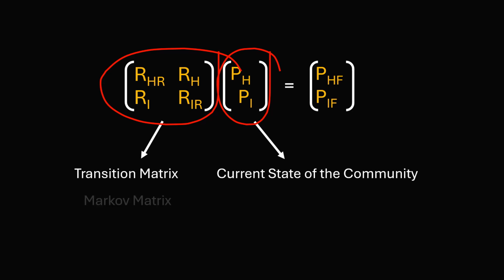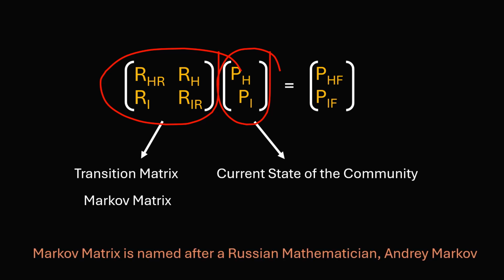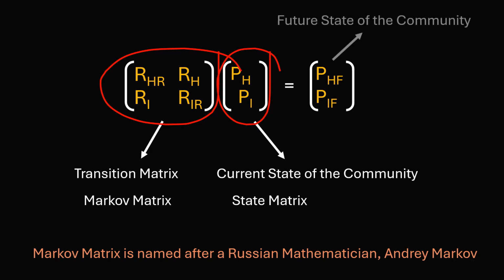Now this transition matrix is also called a Markov matrix. It is named after Andrei Markov, a Russian mathematician. And like I said, it can be used to predict the future state of the system. In our case, the system is the population of healthy and infected people. In this resultant matrix, I will call it the future state of the community.